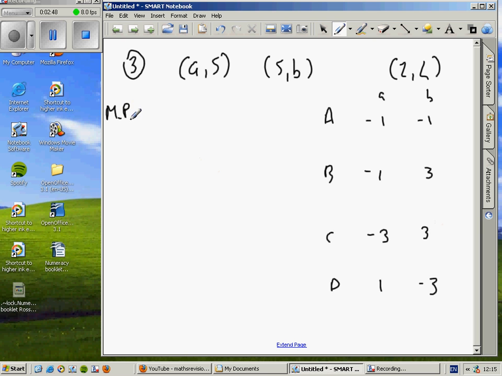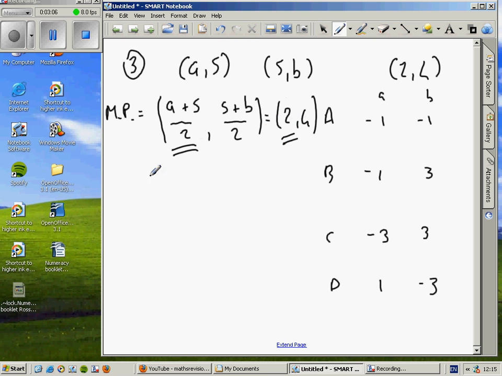We'll remember that the midpoint is an average of the x and y coordinates. So the midpoint here is (a plus 5 over 2, 5 plus b over 2), and we know that that is equal to (2, 4). So the average of the x coordinates is a plus 5 over 2, but that's equal to 2, so we can say that a plus 5 over 2 equals 2. Multiplying through by 2, that will give us a plus 5 equals 4, and solving that equation, a is -1.